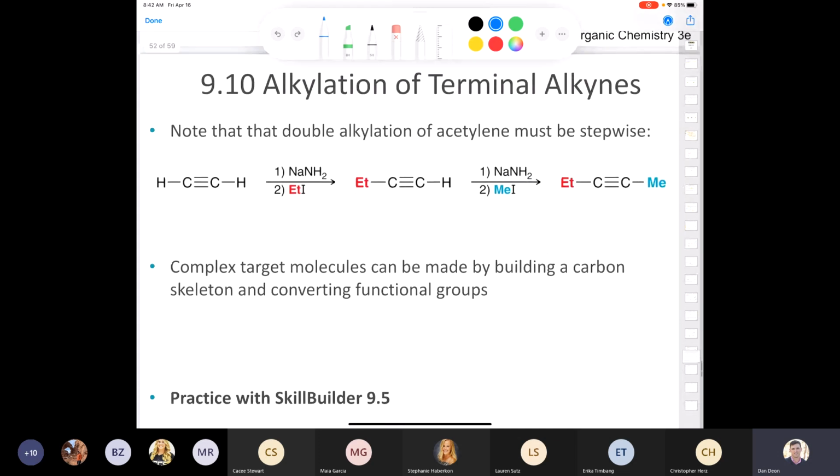Anyhow, so we take our acetylene and treat it with sodium amide. Let's say we used ethyl iodide. We add an ethyl group. And then we treat it with methyl iodide. We add a methyl group like that.